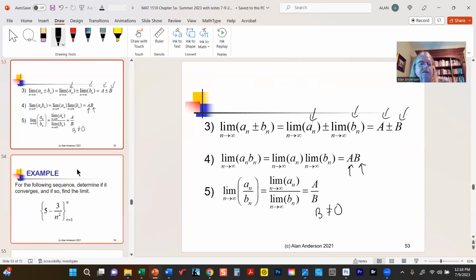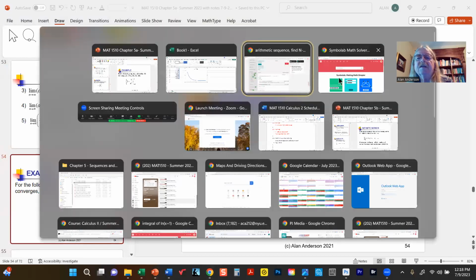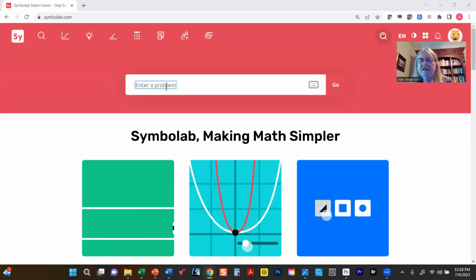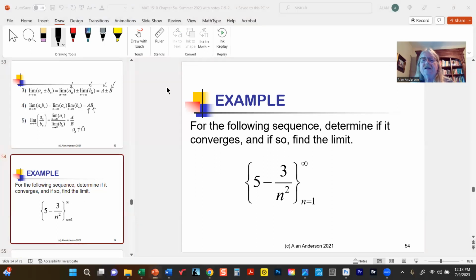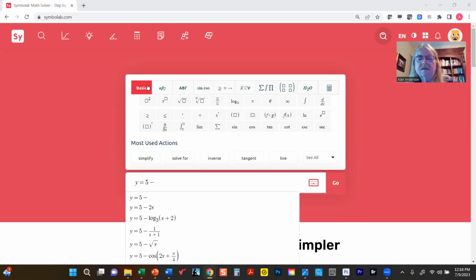All right, let's look at this one. Oh, so you see, this is a good example. How do you know by looking at this? Let's see if we can turn this into a function and graph it in Symbolab. It might give us a hint as to what we can expect when we take the limit. So we have 5 minus 3 over, let's call it x squared.